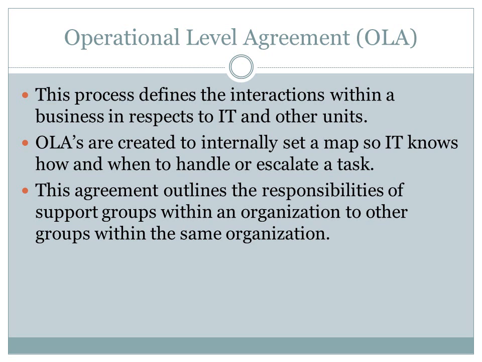The next agreement is the OLA, which is the operational level agreement. This process defines the interactions within a business in respects to IT and other units. OLAs are created to internally set a map so IT knows how and when to handle or escalate a task. This agreement outlines the responsibilities of support groups within an organization to other groups within the same organization. It's an internal agreement between, let's say, IT and accounting.